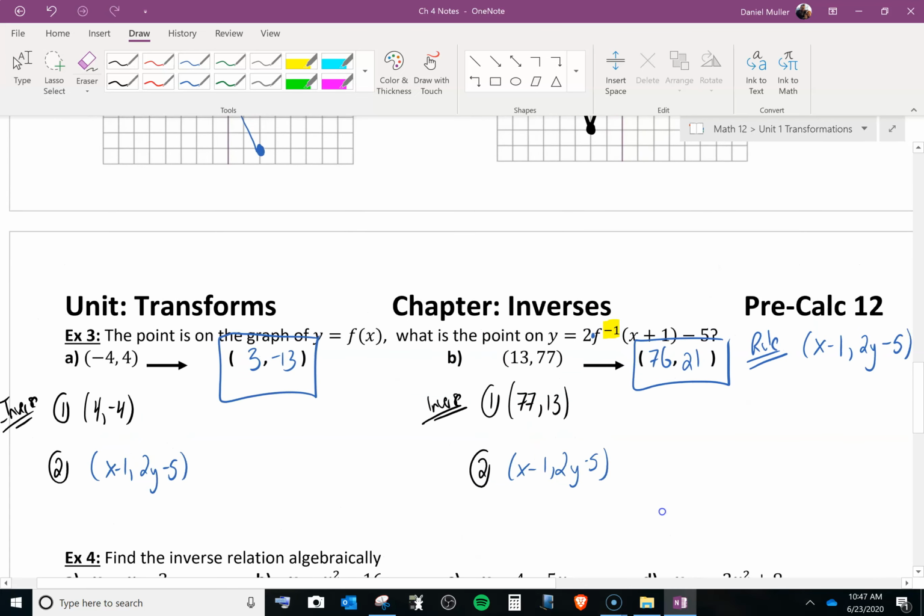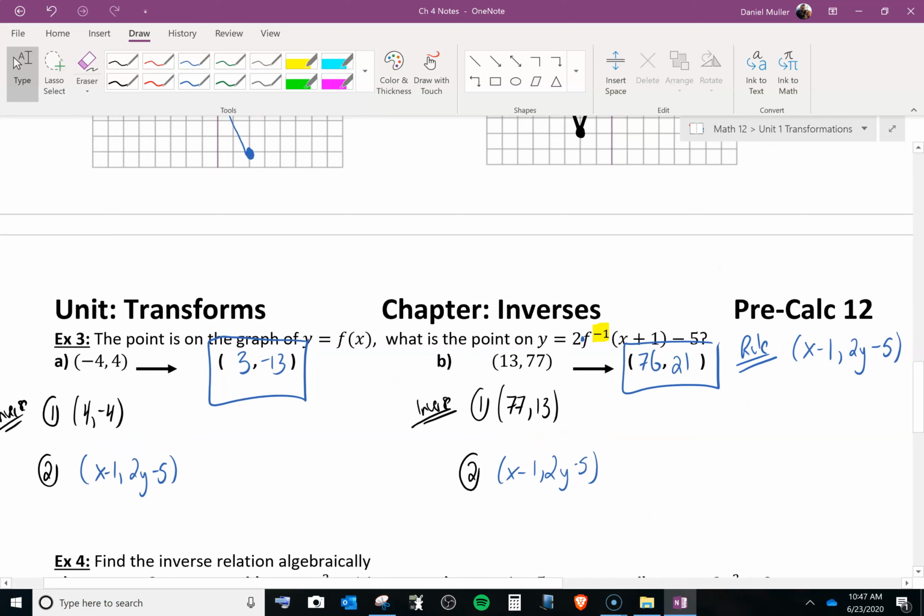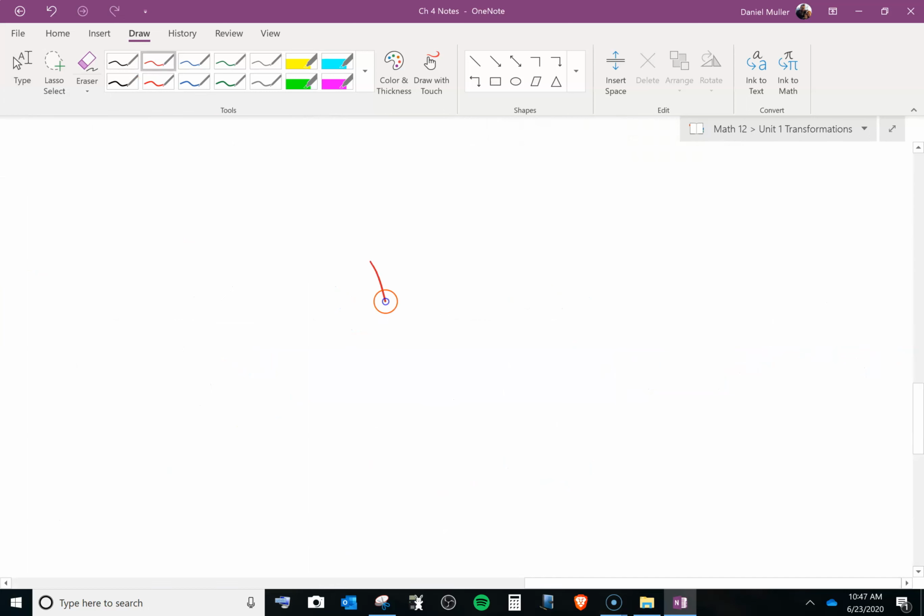Now, I want to get to example 4. So how do we find the inverses of functions or relations algebraically? I told you before, if you have f of x plus 7, well, the thing that would undo it would be x minus 7. If you add 7, then we'll subtract it. We'll get you back to where you started. It undoes what the function did.